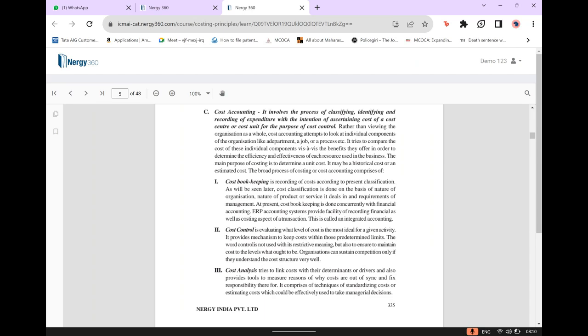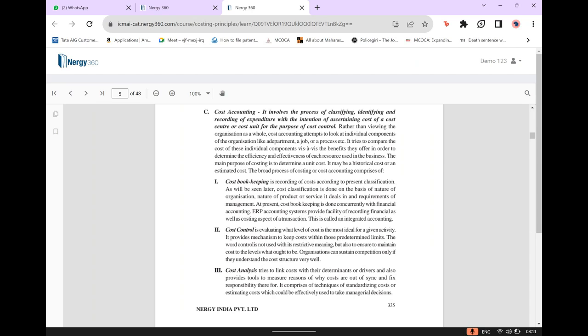If my estimated or budgeted cost is more than my actual cost, that means I have spent less and the budget is more, so it is a favorable variance. If it is the other way around, where my budgeted cost is less than the actual cost, that means in actual I have spent more than what is budgeted. So in this case, it is an adverse variance or an unfavorable variance.